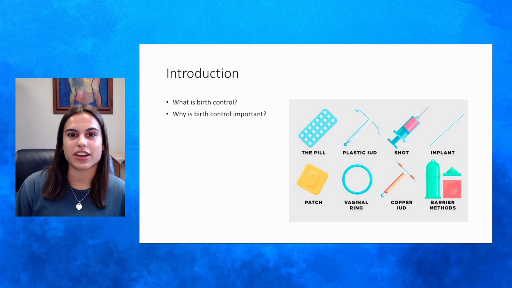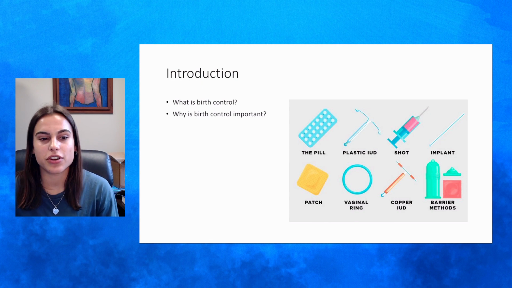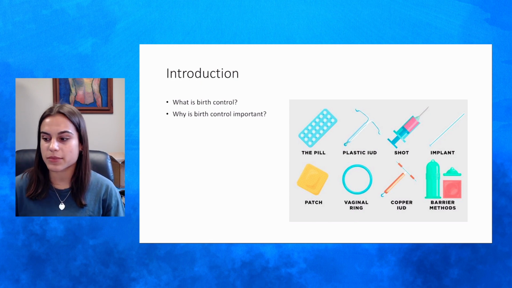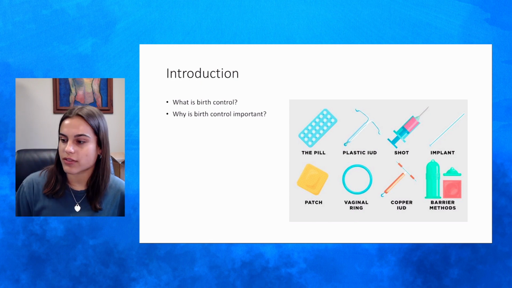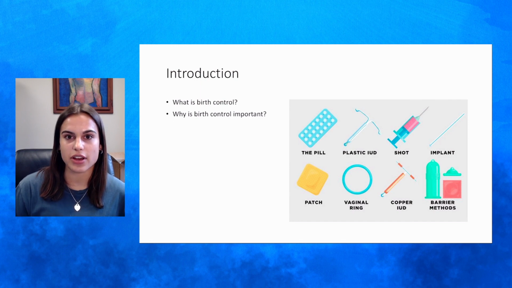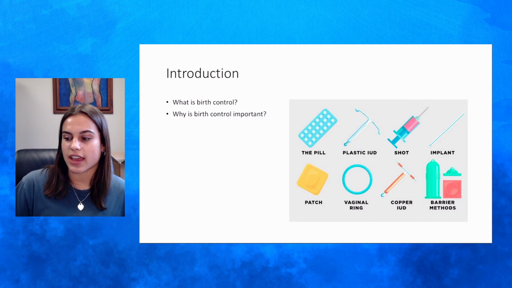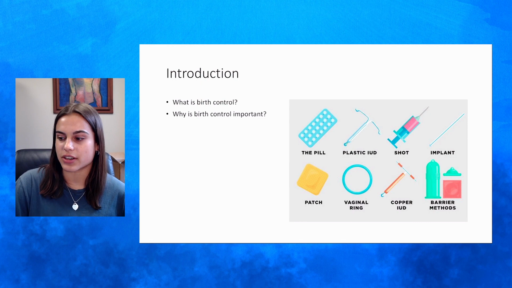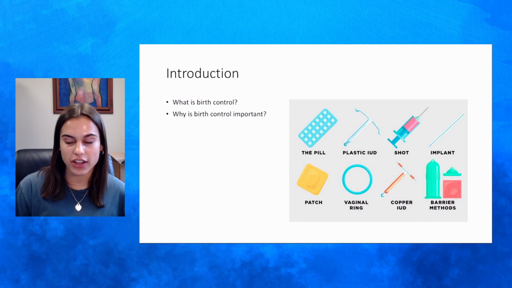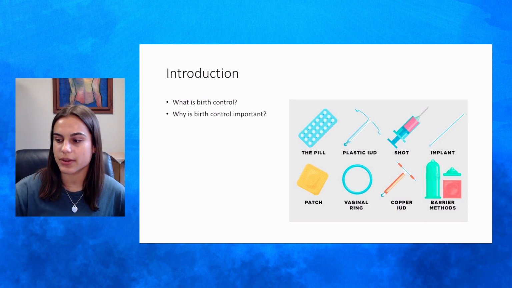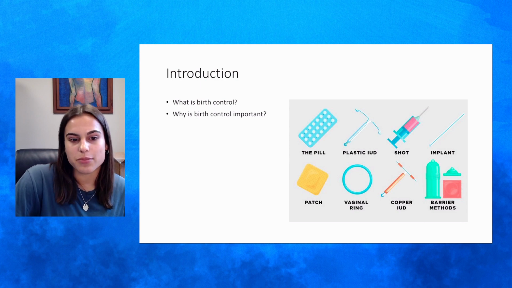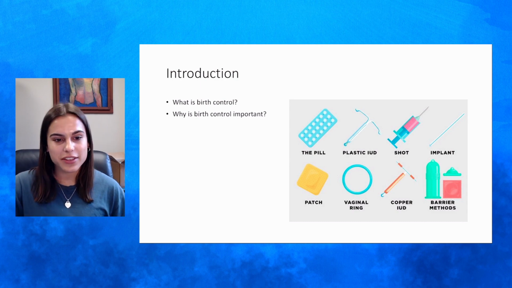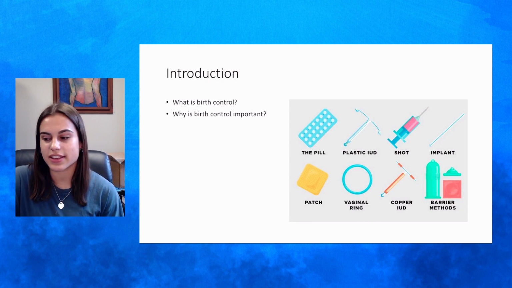So just a little introduction about what birth control is and why it's important. Birth control, which is also known as contraception, are any methods or devices that are used to prevent pregnancy. And these methods work by either preventing sperm from reaching and fertilizing the egg, or by preventing the release of an egg altogether. And birth control is important for the most obvious reason: it prevents unintended pregnancies.